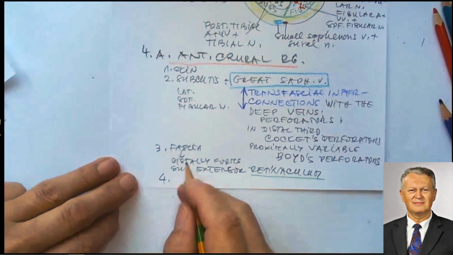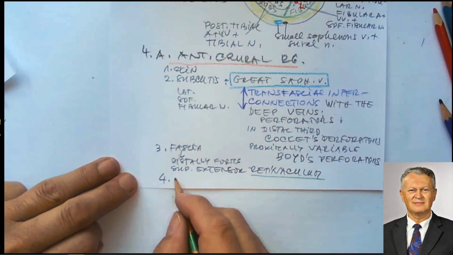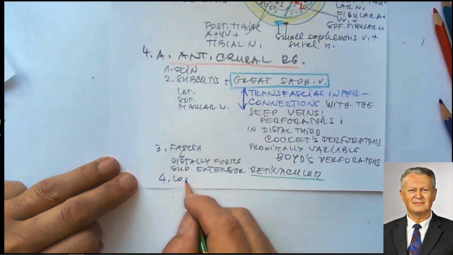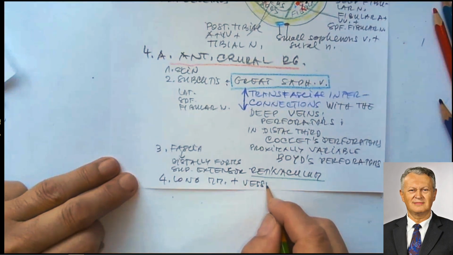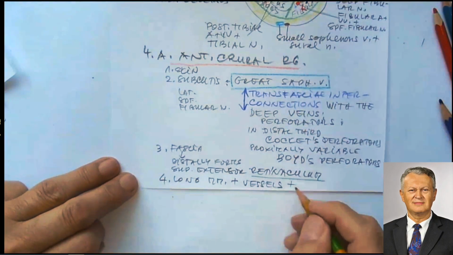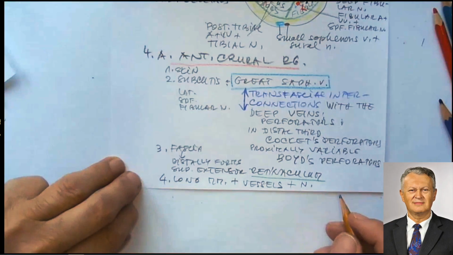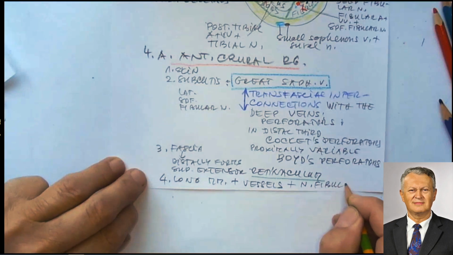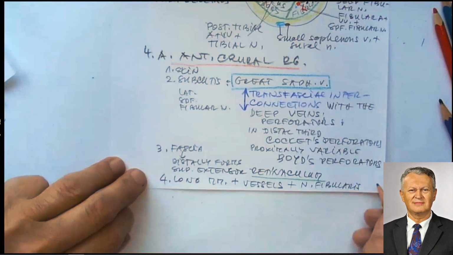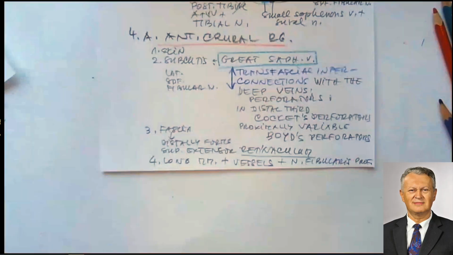Number 4 are the deep structures. Anteriorly are the long muscles, plus the vessels we mentioned, because these vessels are here, plus the nerve. Of course, this is the deep nervus fibularis, nervus fibularis profundus, deep fibular nerve, what we mentioned. Good.